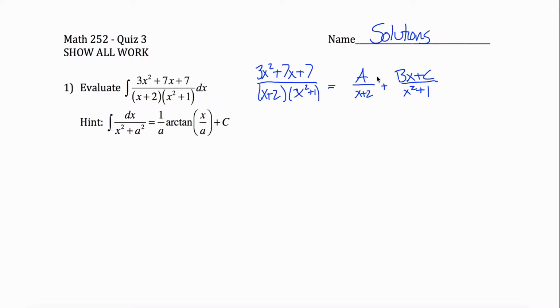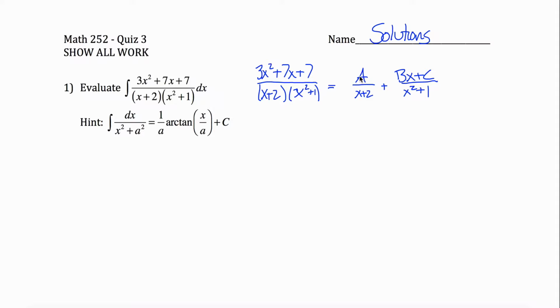Wait, what did I do there? Why is there an A here and a Bx plus C here? x squared plus 1 is irreducible. You cannot factor this into linear terms. This guy is linear, so we just need an A up top. This guy is quadratic, so we need something linear up top. We need Bx plus C.